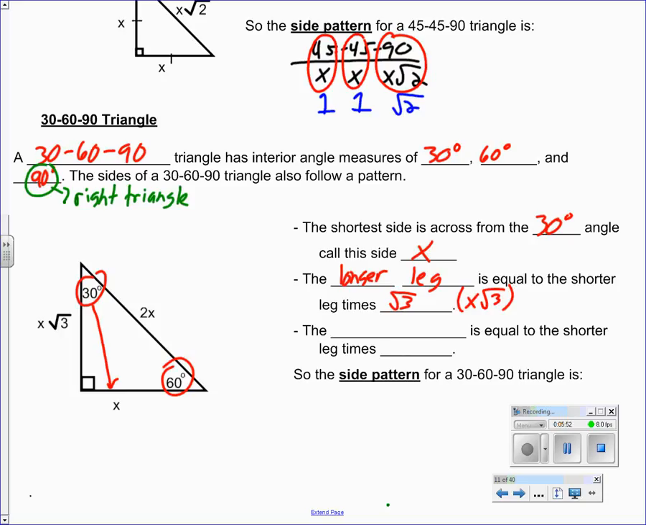So that's across from the 60-degree angle. It's the square root 3. And then the hypotenuse is equal to the shorter leg times 2. So it's 2x. The hypotenuse is always across from the 90-degree angle.